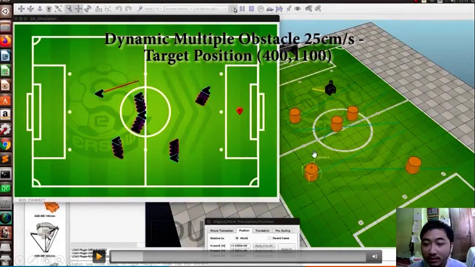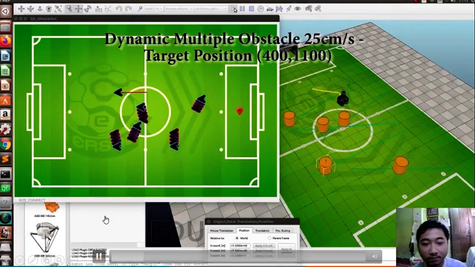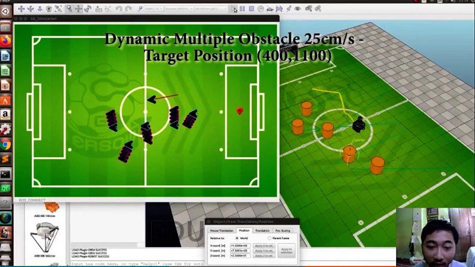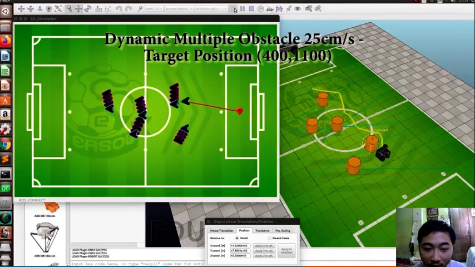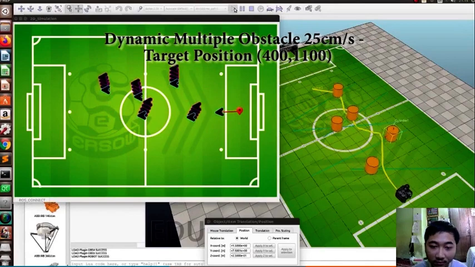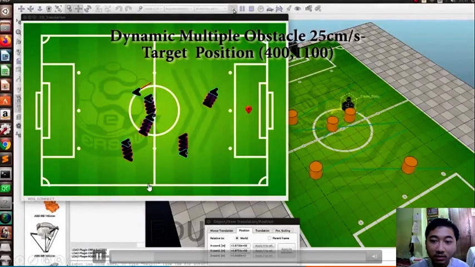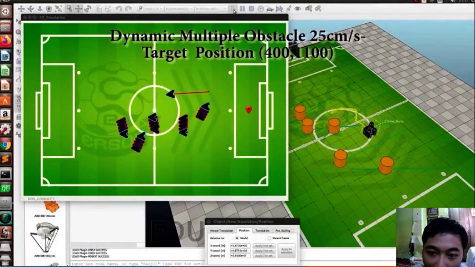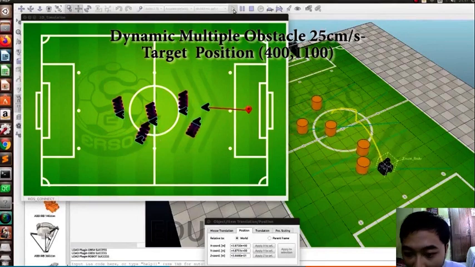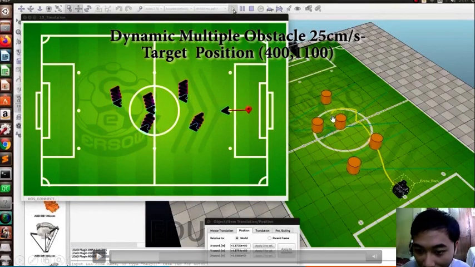Okay, this is the experiment with dynamic multiple obstacles. In here, 400 and 1100 with a speed of 25 cm per second. The robot begins to change direction again and again and reaches the target. This is the same as before, but the coordinate position is changed. Now in here, the robot has to avoid the obstacle like this path.